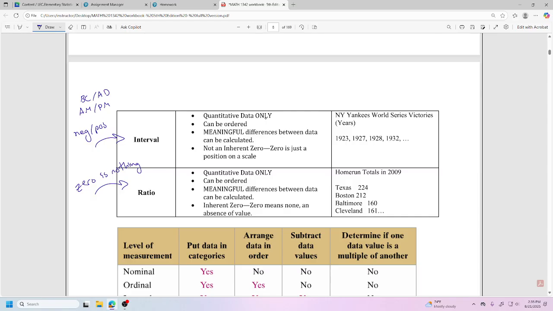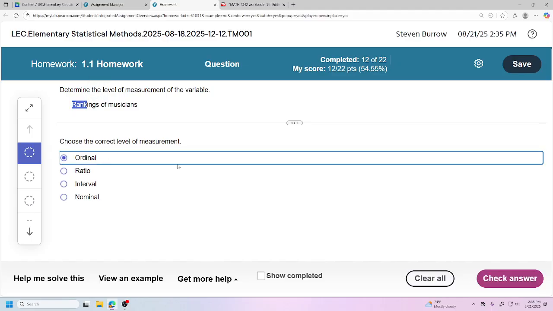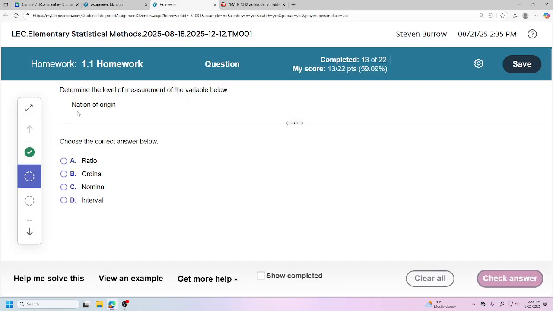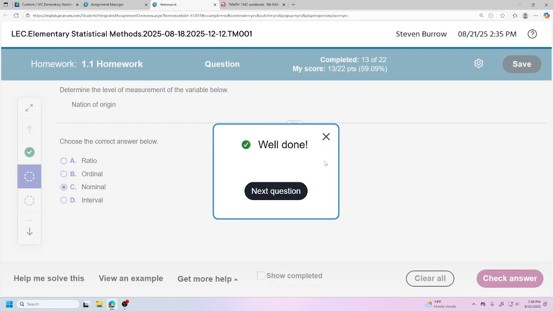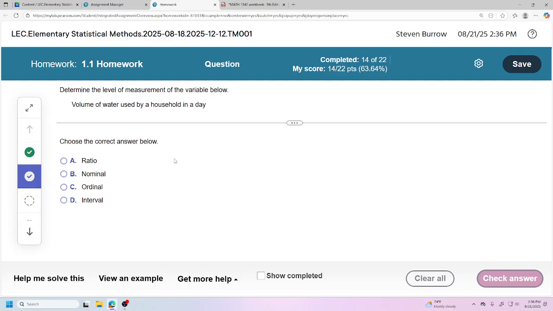Good? So here we go. Let's go back to the homework. You're going to help me a little bit. So ranking of musicians. What would I use? Perfect. That's exactly right. Nation of origin? Just a name, right? Just a name. Very good. Next one. Oh, no, not similar question. Move on. Oh, well, might as well do it.